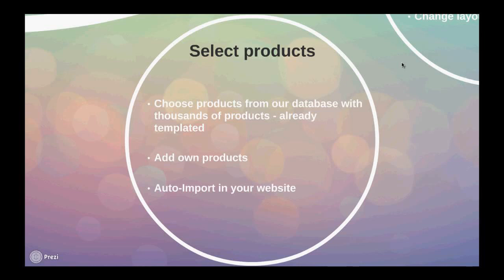The next step is you can add your own products. If you are your own supplier or fulfiller, of course, you can add your own products to our system and use them on your own website. And if this is all done, so you have chosen your products or added some own products, then you just auto import it in your website. That's something our extension, our plugin, is doing for you. You just import it in your existing e-commerce website, and then you can start with your sales.